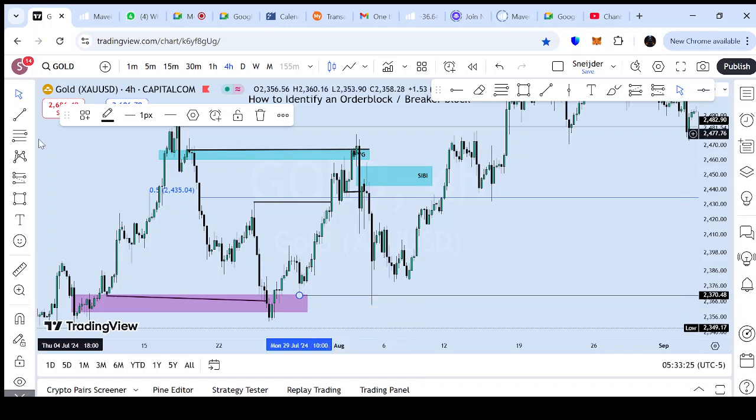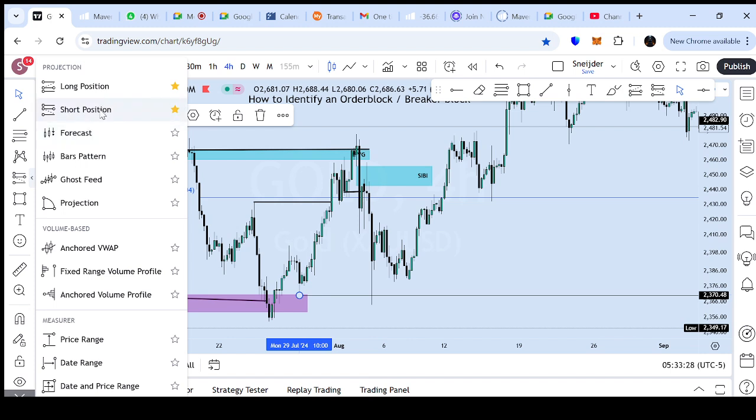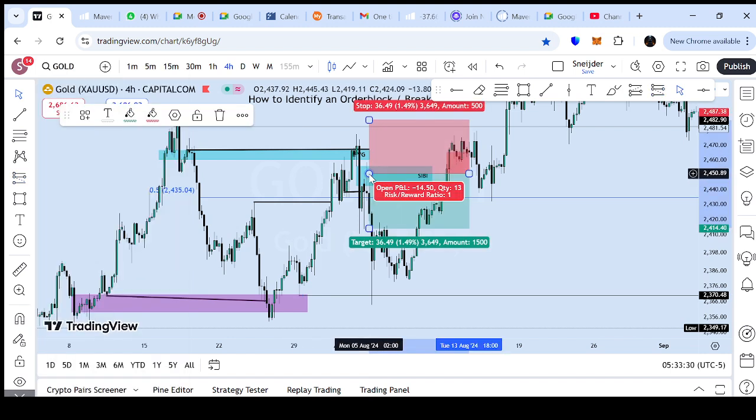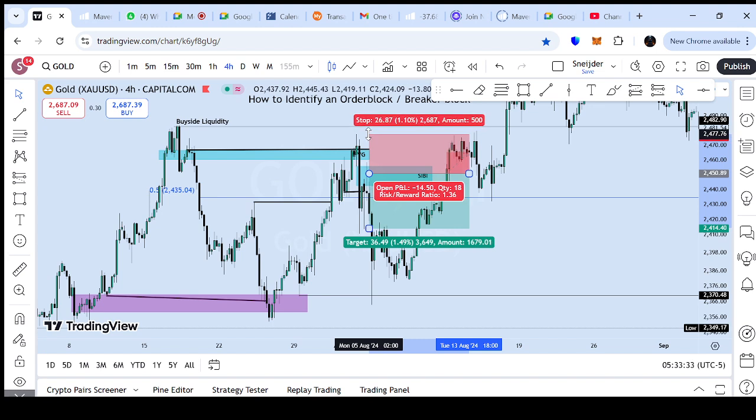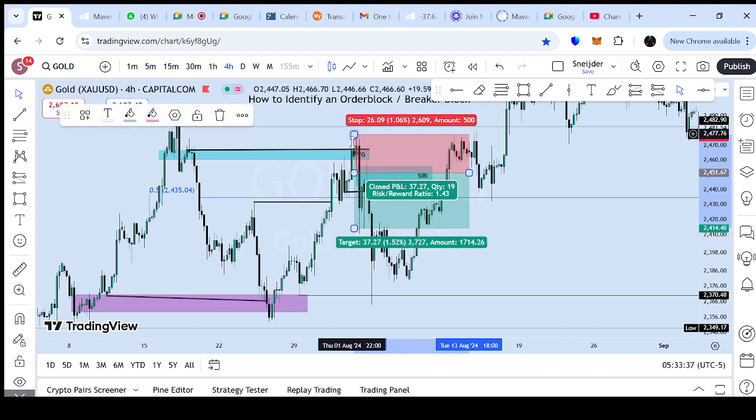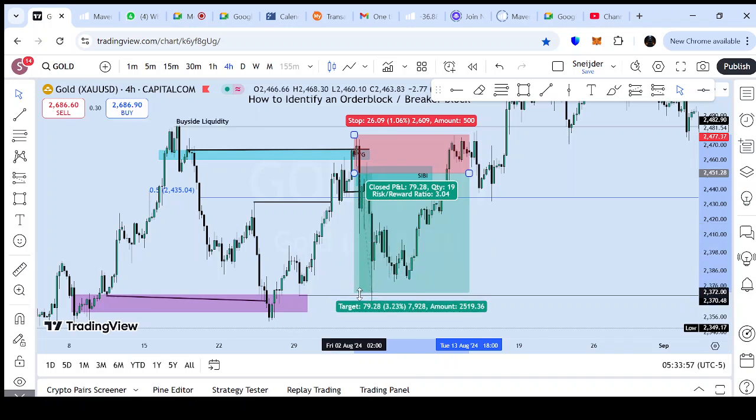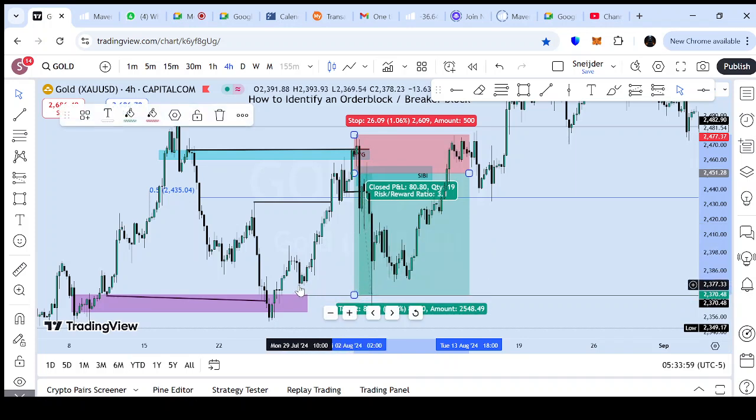That's where making use of your short position comes in. You can enter at the high of here, this high. That's where you put your stop loss. You can see your stop loss here above. Then this is your entry. This particular line here is your entry. Then you take profit at this low.